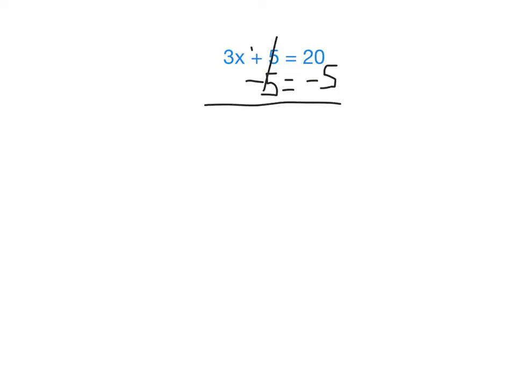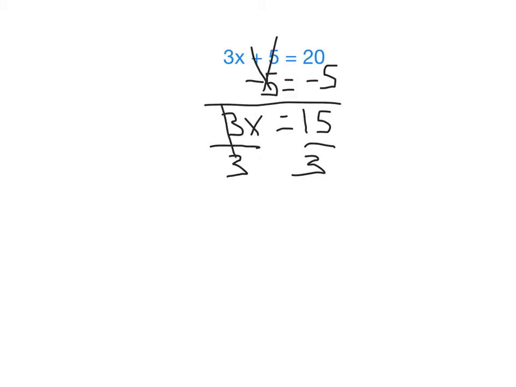So a positive 5 and a negative 5 is essentially nothing. 20 minus 5 is now 15. And I still have 3x. Earlier, we talked about 3x meaning 3 times that unknown value is going to be 15. So with this, I know that I'm multiplying x by 3, so to get rid of that, I would divide by 3.